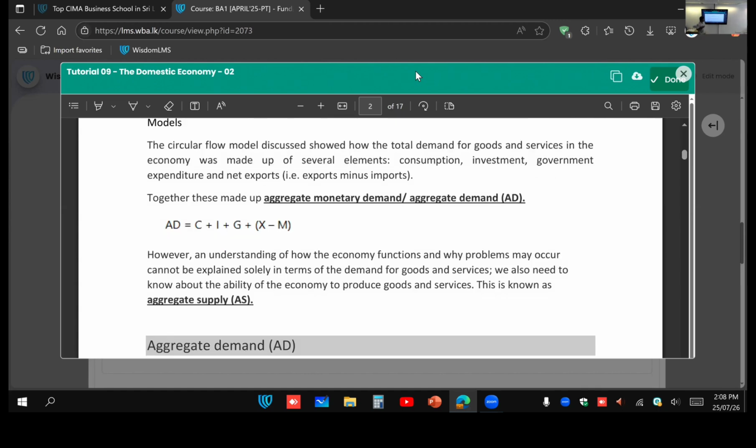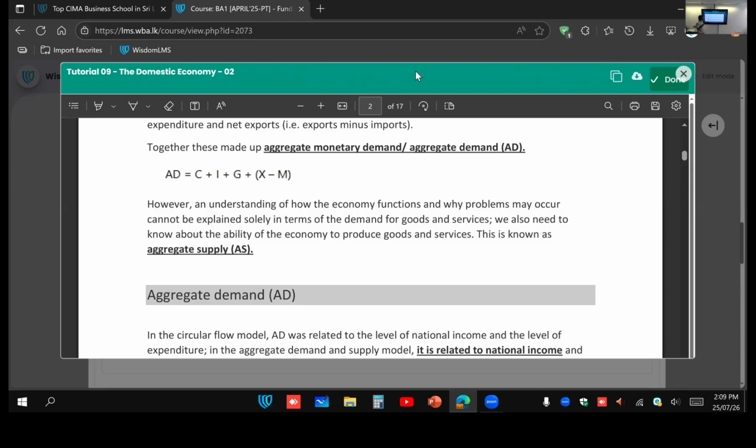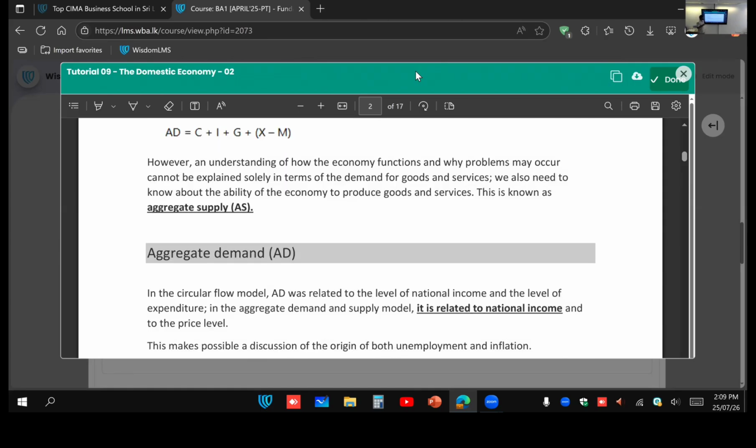However, an understanding of how the economy functions and why problems occur. So, you may remember this, right? How aggregate demand forms. There was a question previously: what are the factors coming under the aggregate demand? Consumption, investments, government spending, and the differential in imports and exports. However, an understanding of how the economy functions and why problems may occur cannot be explained solely in terms of demand for goods and services. We need to know about the ability of the economy to produce as well.